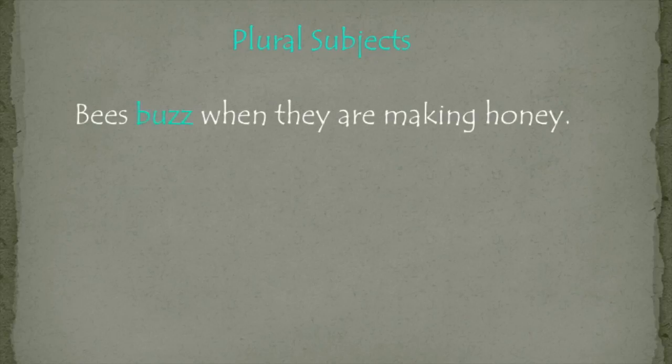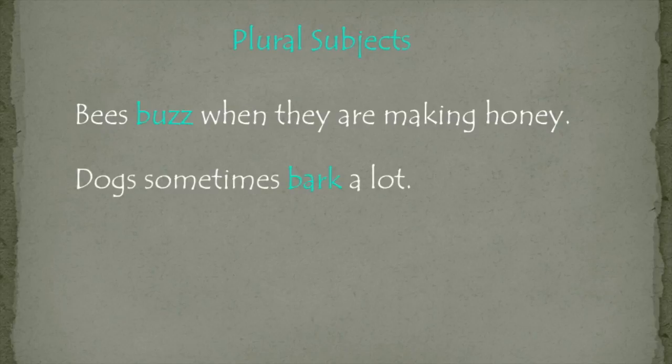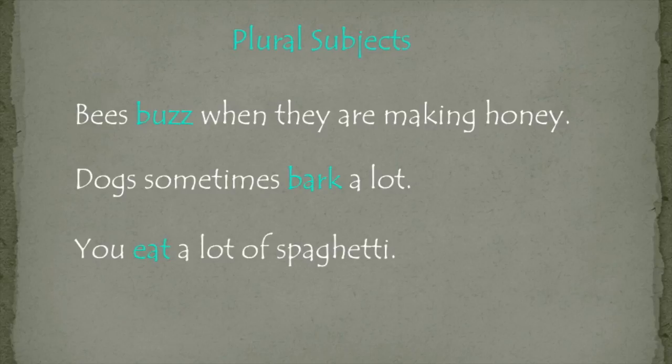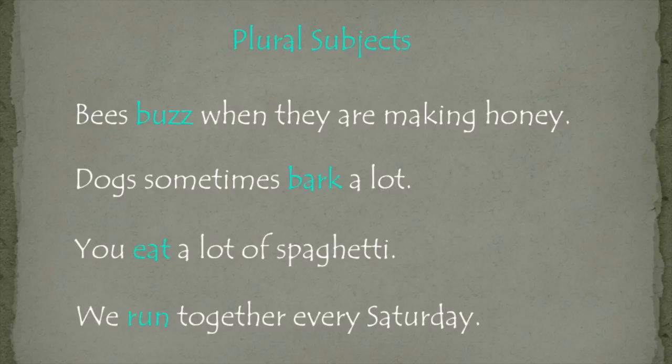For a plural subject, or a subject that is I, you, we, or they, do not add an ending to the verb. For example, bees buzz when they are making honey. Dogs sometimes bark a lot. You eat a lot of spaghetti. We run together every Saturday.